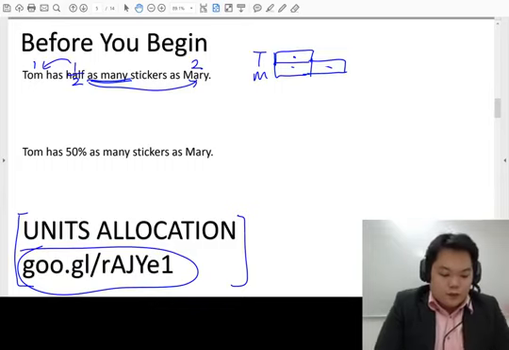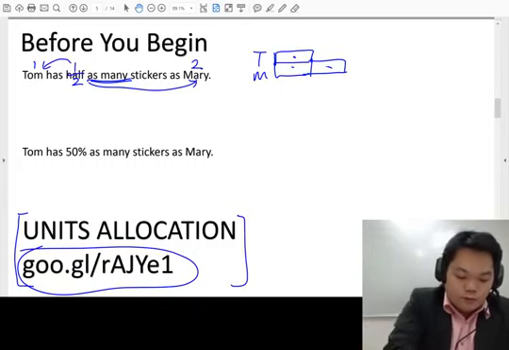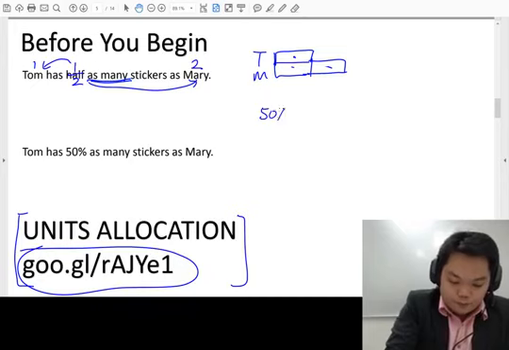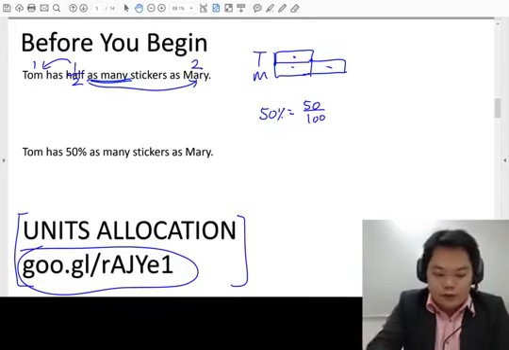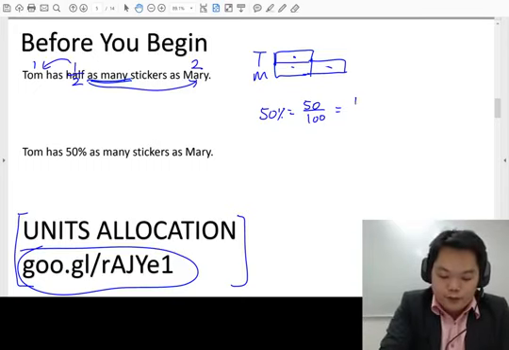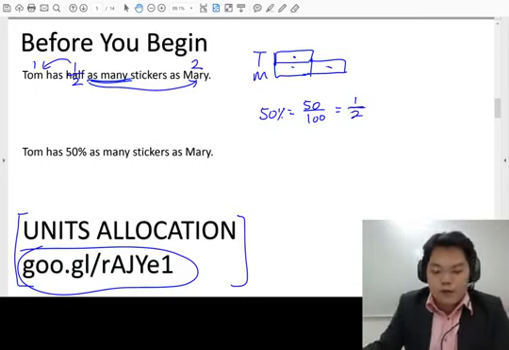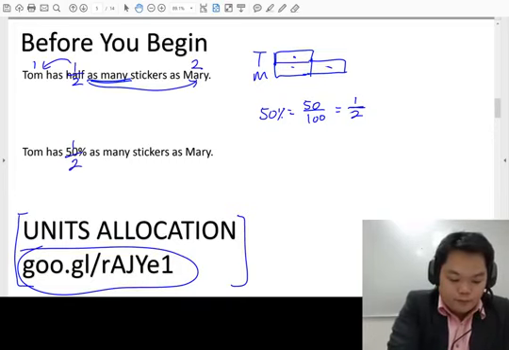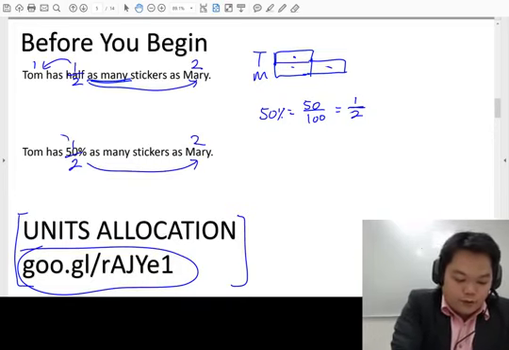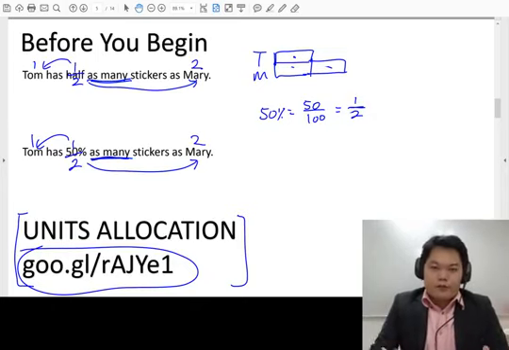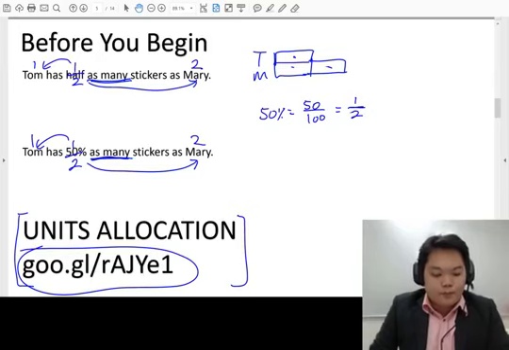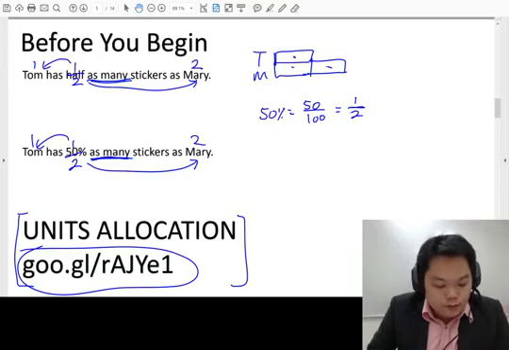Then, Tom has 50% as many stickers as Mary. We want to change 50% into a fraction first. So this is its definition, and then we simplify it down to the lowest terms. So 2 goes to Mary, 1 goes to Tom. Your keyword here is "as many". And then you would have simplified the problem a lot. By doing this, you would be dealing with only a few major topics. So that is the brief idea.